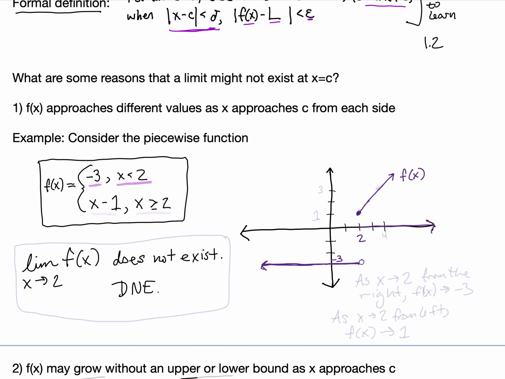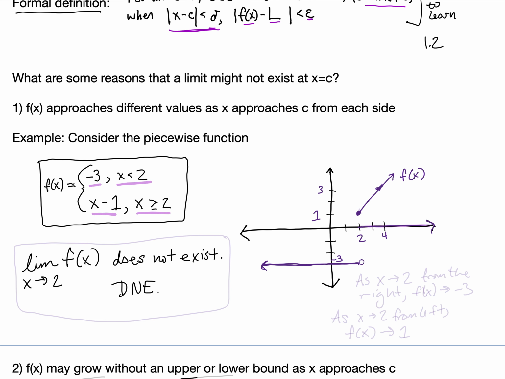And when x is greater than or equal to 2, so from here on out, the output is instead the function x minus 1. So, for example, when x is actually equal to 2, f of x is 2 minus 1, that's 1. When x is equal to 4, that's also larger than or equal to 2, the output is 4 minus 1, that's 3, and so on.